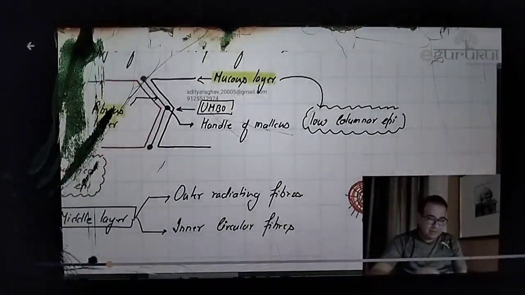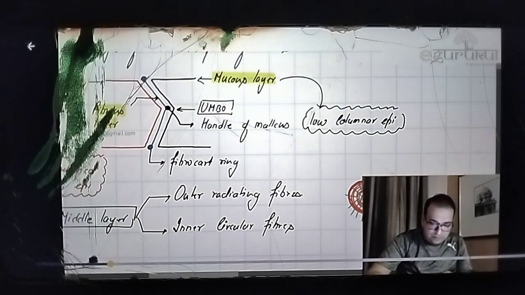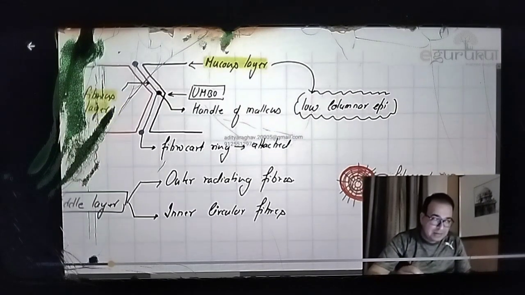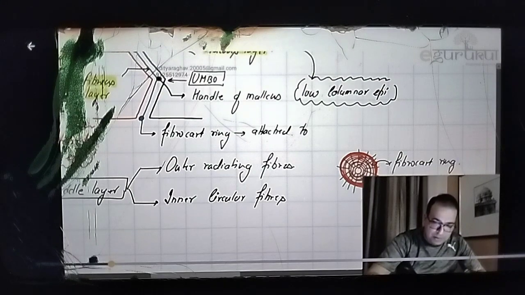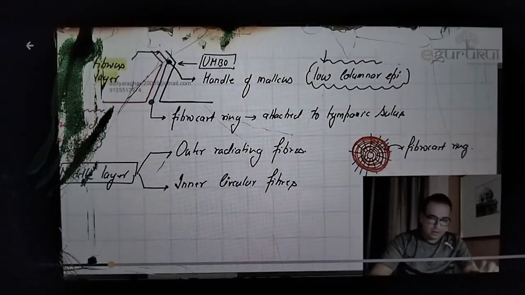ये जो हमने thickening बनाई है इस diagram के अंदर, these are the one which I'm talking about here. This is the fibrocartilage ring. These are the fibrocartilage ring I'm talking about, which are attached in tympanic sulcus. Tympanic sulcus is a bony sulcus. The upper part when it's absent, it is present all around. Right? So that's a fibrocartilage which is made up of the thickening of the peripheral part of this tympanic membrane.